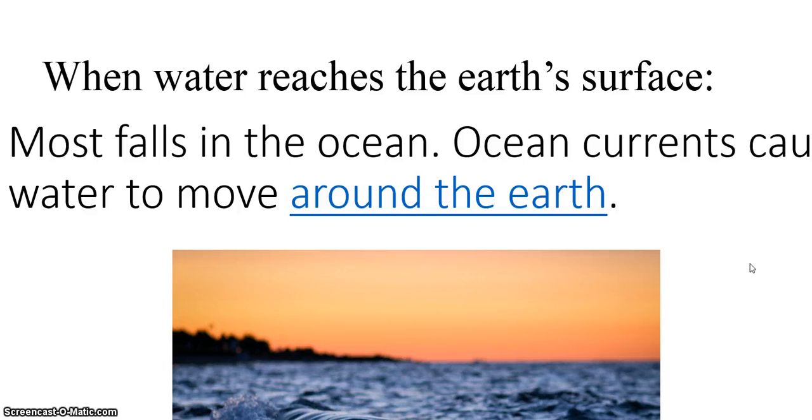When water reaches the Earth's surface, most of it falls in the ocean because the oceans make up about 2/3 of the Earth's surface. Ocean currents then are going to move the water around the world. This is a very good video that explains all of that. I'd like you to watch the entire video.